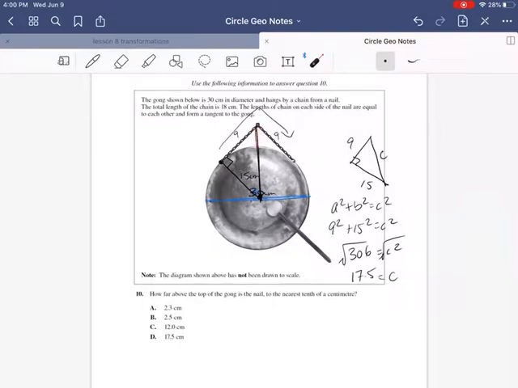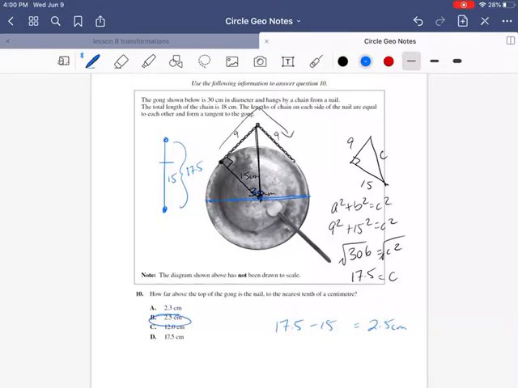So the entire distance here is 17.5, but we don't want the entire distance, we want just this portion here. So if I separate this line, we've got a full line from the center of the circle to the nail. And if you remember, the radius is 15, and we just found the entire distance to be 17.5. We can do 17.5 minus 15 and end up at 2.5 centimeters.